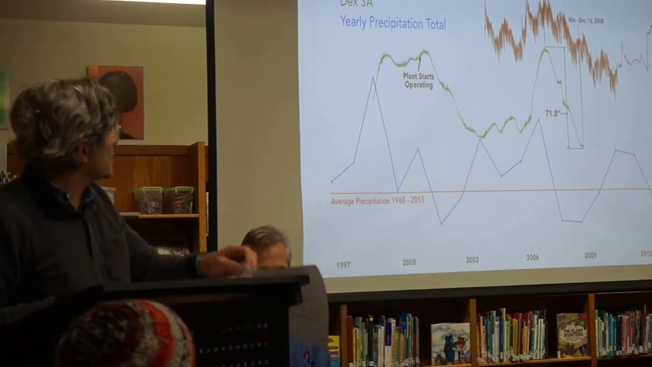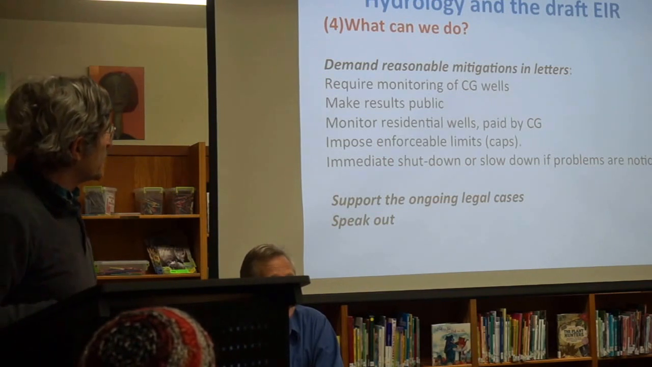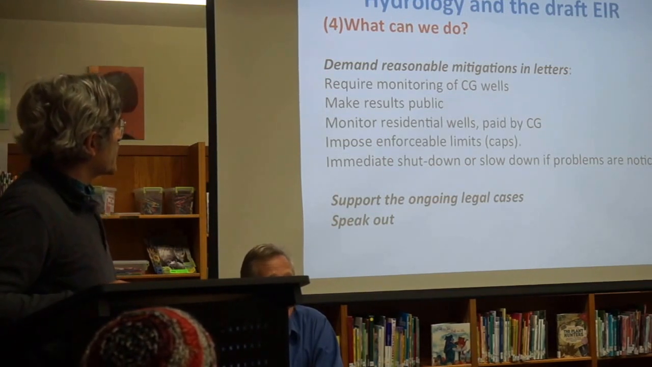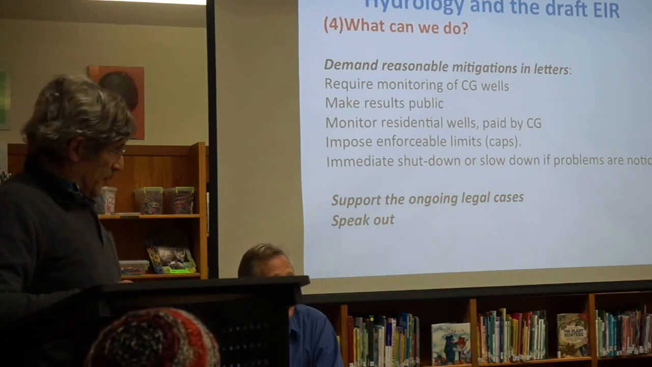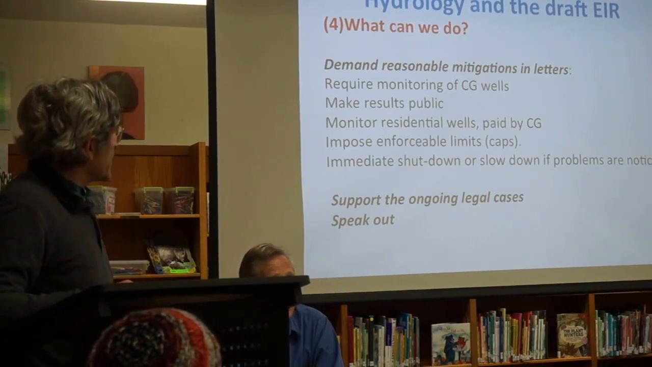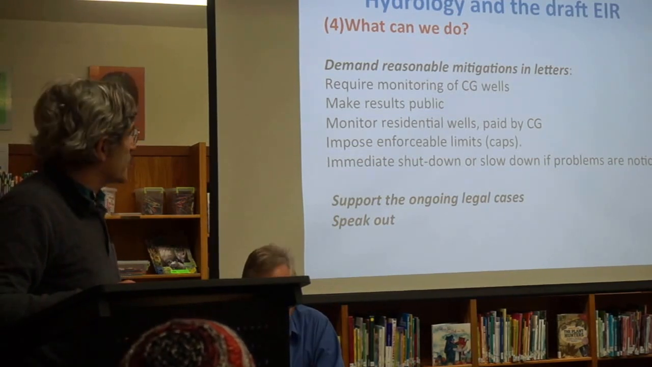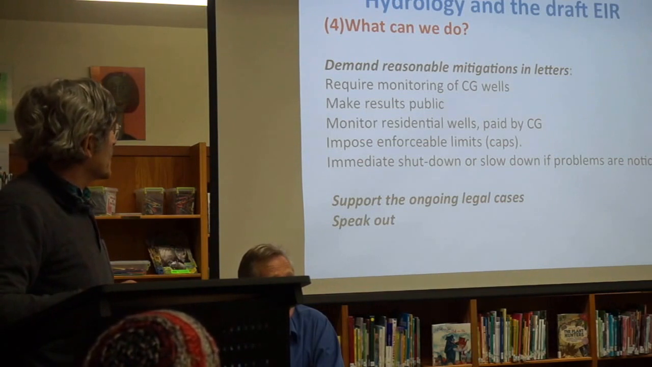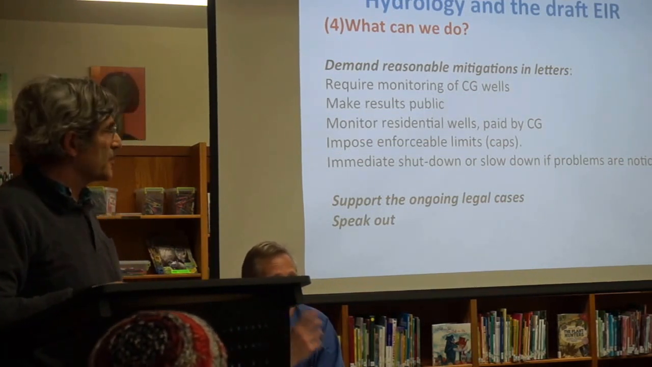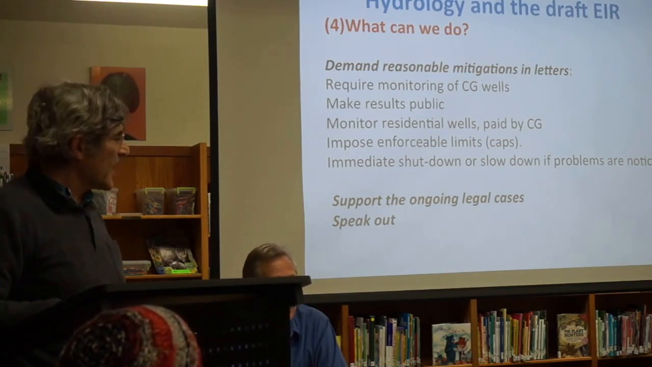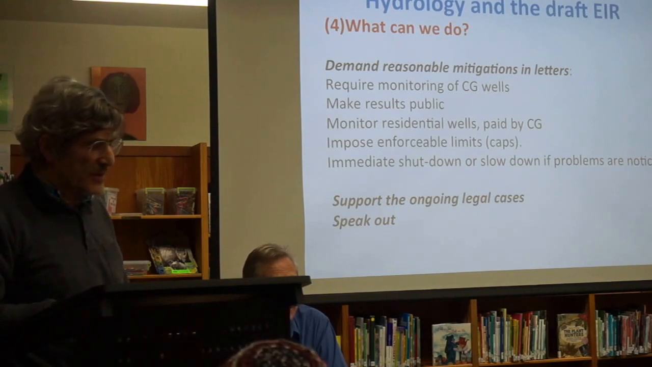And that's on the last slide. We can demand reasonable mitigations in letters. For example, require monitoring of Crystal Geyser wells, make sure that the results are public, monitor residential wells paid for by Crystal Geyser, then impose enforceable limits or caps if problems are detected, and immediately have a shutdown or a slowdown if problems are noticed.